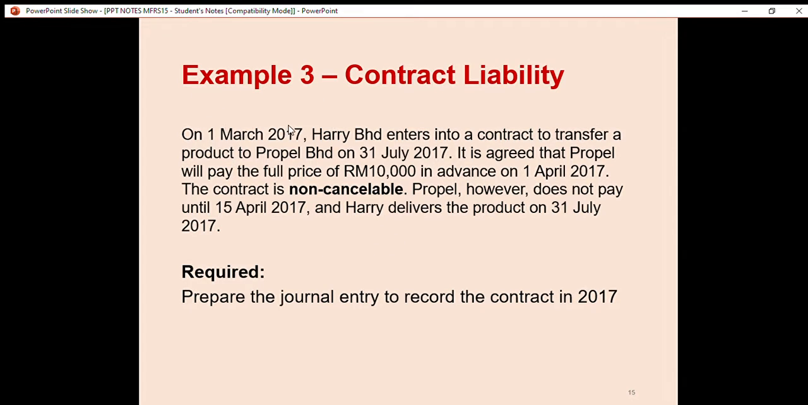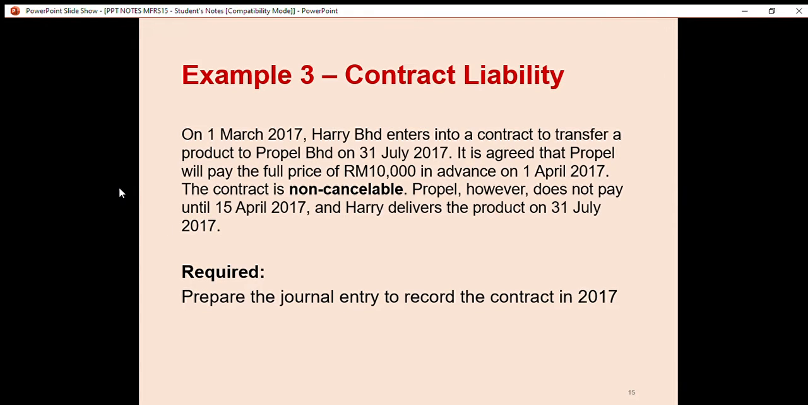On 1st March 2017, Harry Berhad enters into a contract to transfer a product to Propel Berhad on 31st July 2017. It is agreed that Propel will pay the full price of RM 10,000 in advance on 1st April 2017. The contract is non-cancelable. Propel, however, does not pay until 15 April 2017 and Harry delivers the product on 31st July 2017.